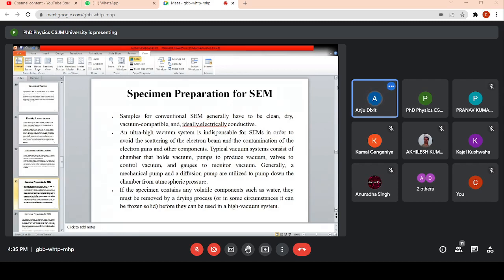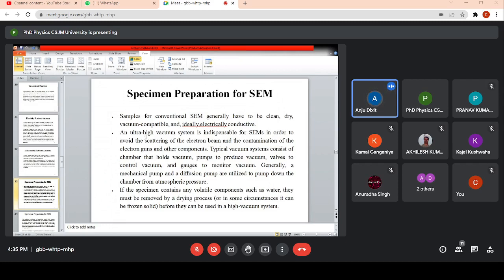इलेक्ट्रिकली कंडक्टिव होना चाहिए, वैक्यूम में सिस्टम ये पूरा आपका ऑपरेट होता है. So I am discussing one by one. An ultra high vacuum system is indispensable for SEM in order to avoid the scattering of electron beam and contamination of the electron guns and other components.